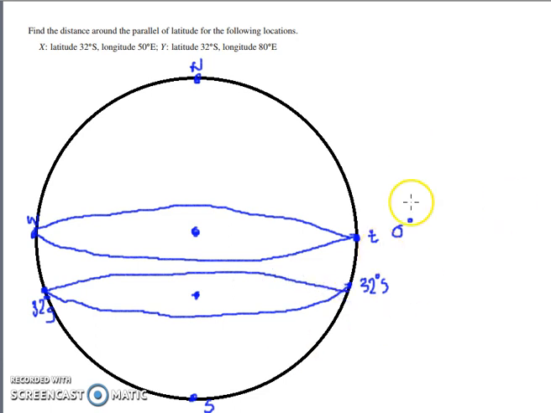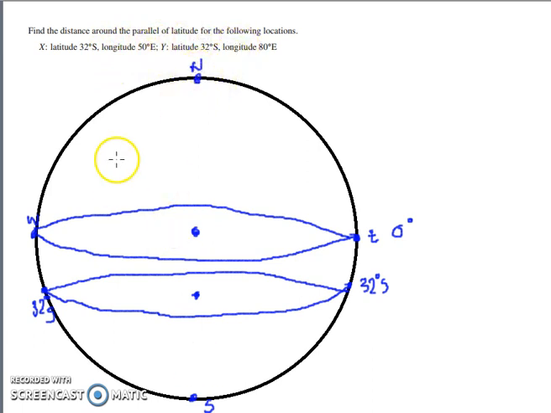So now that's a smaller circle. So if we've got a question that said, what's the radius of this circle? It's going to be smaller than 6,400 kilometers. The question then says we've got longitude of 50 degrees east and 80 degrees east.